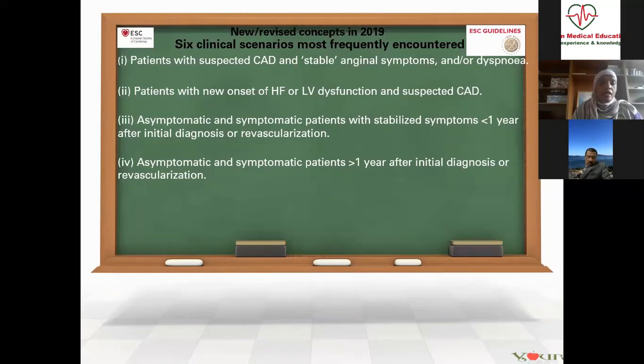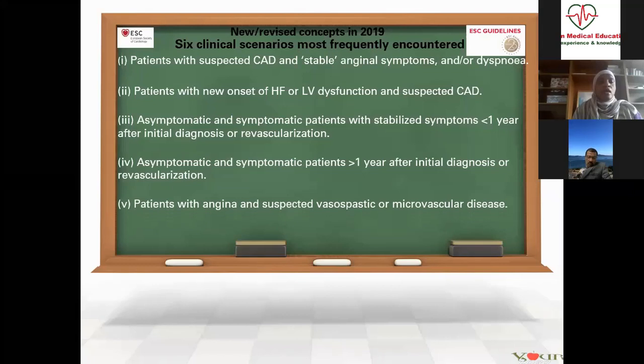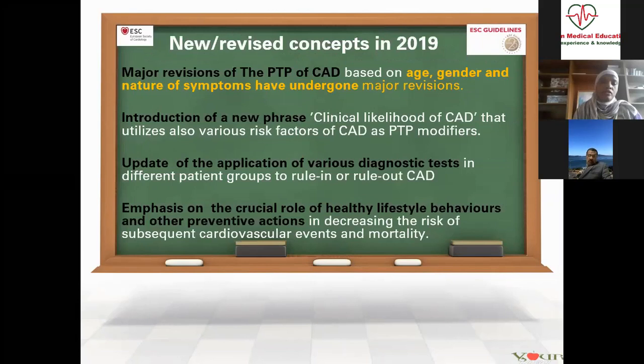And the fifth one is the patient with angina and suspected vasospastic or microvascular disease. As we know, we now see a lot of patients with what is called microvascular disease. The sixth scenario is an asymptomatic patient in whom coronary artery disease is detected at screening, a patient who had a cardiac CT and showed some coronary artery disease. And now this slide shows the concept. We are still in the new major changes that happened in this guideline.